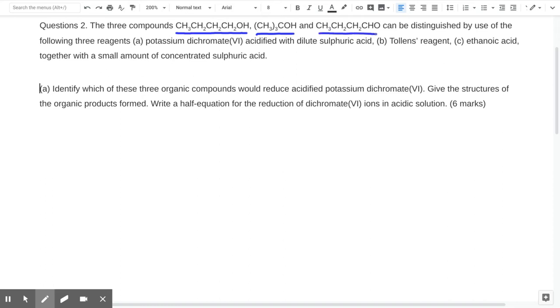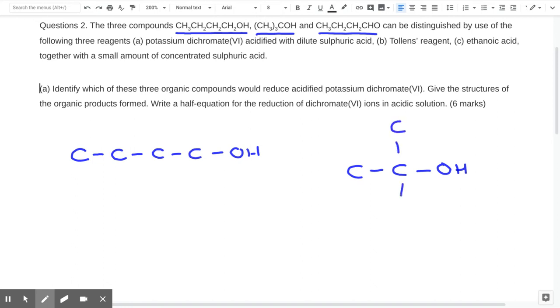So if we just quickly draw the carbon backbone of these 3 compounds, we've got butanol, the first one. We then have the tertiary structure of the butanol isomer, and then we have butanal, the straight chain version there. And the first question is asking us then, which of these organic compounds would reduce acidified potassium dichromate?